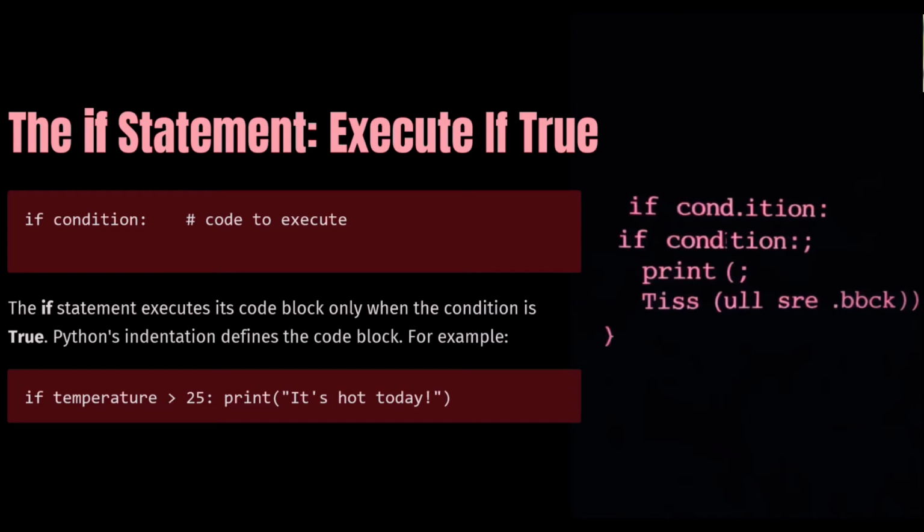The if statement executes its code block only when the condition is true. Python indentation defines the code block. For example, I am passing the word if, and in the condition place you mention the condition, such as temperature is greater than 25. If the condition is true, it will print "it's hot today." If the condition is false, it will not print anything. This is called the if statement.